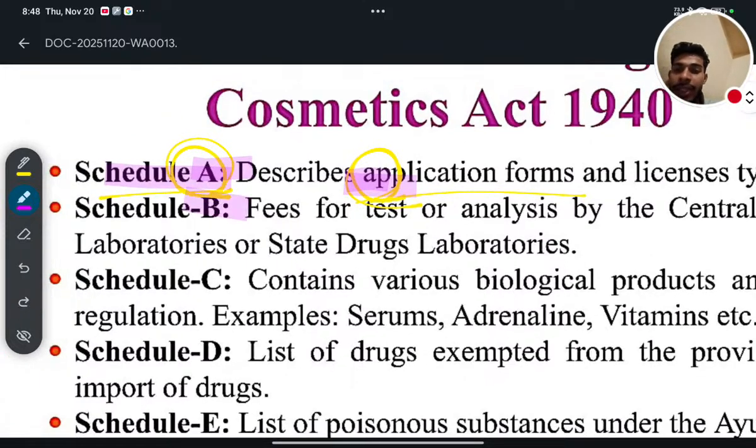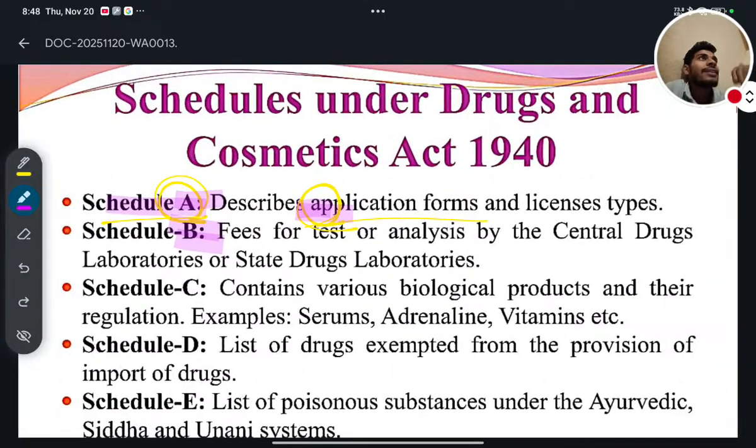Next, Schedule B. If you are applying for something, definitely you have to pay the fee. To get the best result, you have to provide a fee. Yes or no? You have to pay some money. So B for best result, and the best result will be obtained where? In different tests, in the laboratory: state drug laboratory or central drug laboratory test and analysis. So for B, fees.